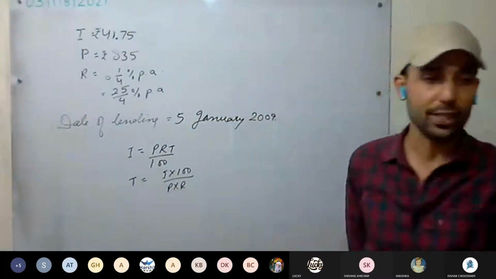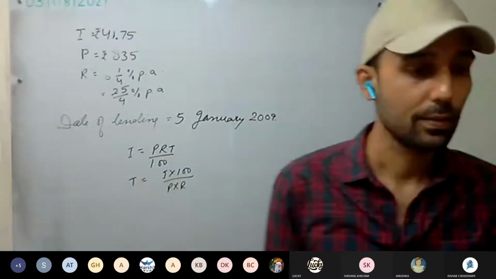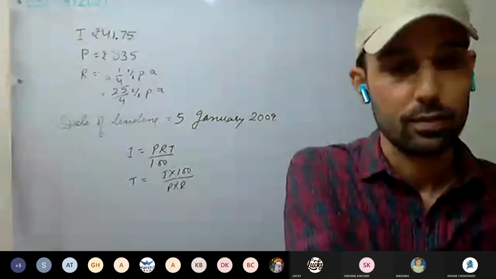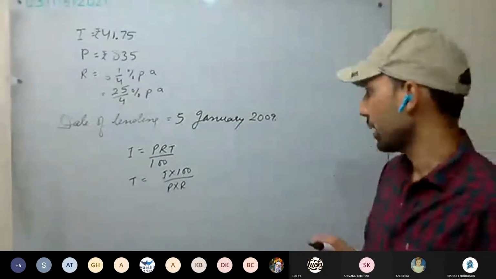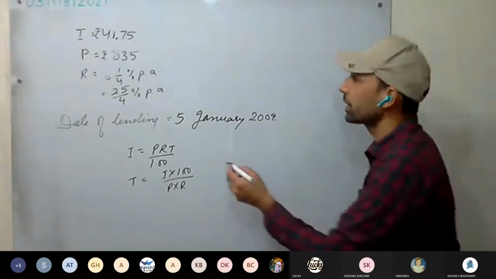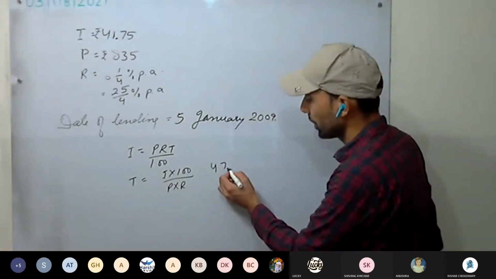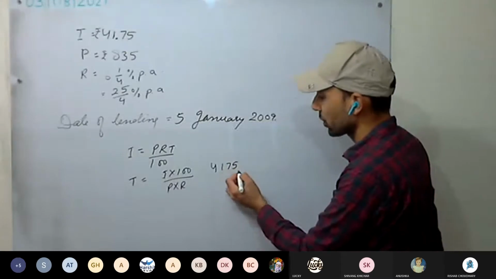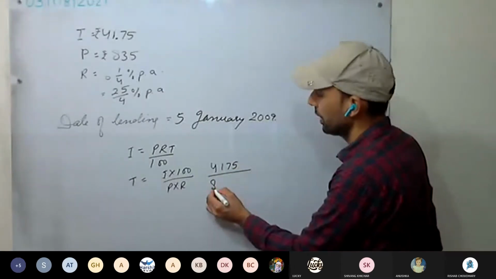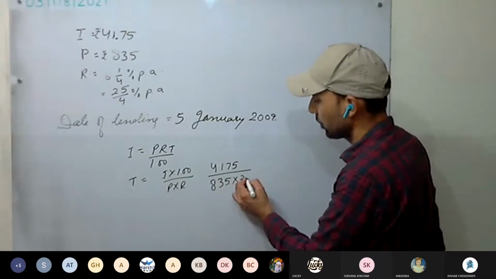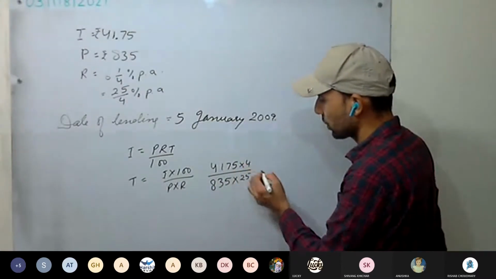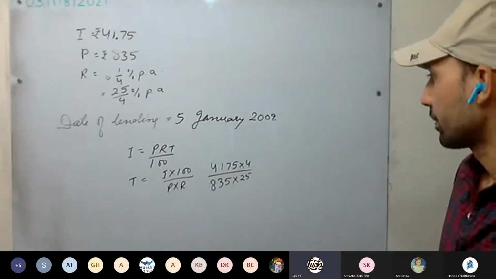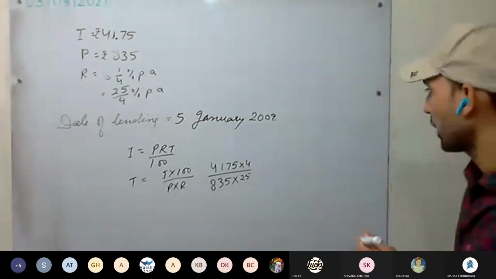Calculate and tell me as well. Calculate the time. How much are you getting? Interest is 41.75, so I can write it like this: 4175 into 100 over P into R, that is 835 into 25 by 4 into 4. It will be like this. Okay, 4 by 5.